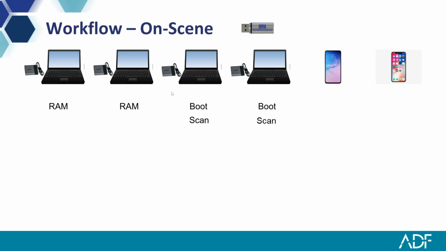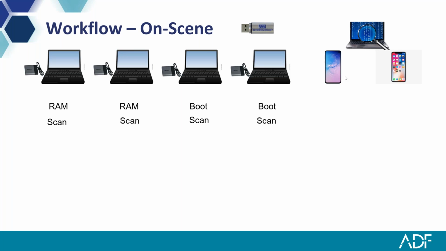I go back to the first computer, RAM is collected. Now I want to start my scan. I give it the license. Scan starts, take my license out, move to the next computer, put my license in, take the license out. Now I have all 4 computers scanning, and I have a license in my hand.